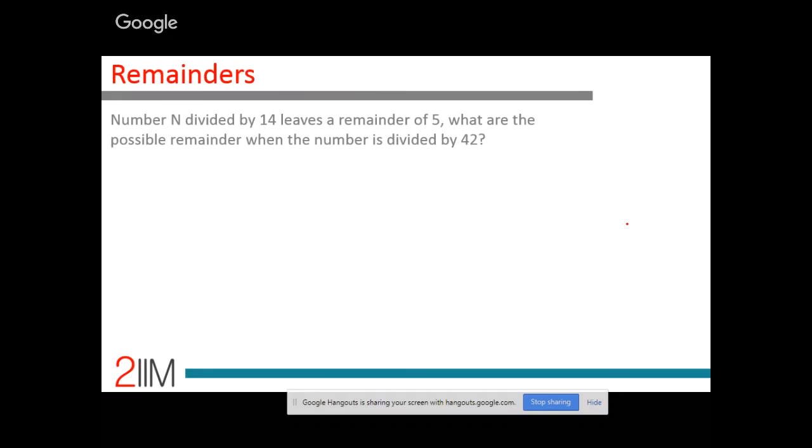Number n divided by 14 leaves a remainder of 5. What are the possible remainders when the number is divided by 42? How many possible remainders are there? 3. They are 5, 19 and 33. Keep jumping in steps of 14. At one point, one more leap will bring you back to the first number. 5 plus 14, 19. 19 plus 14, 33. 33 plus 14, 47, same as 5.